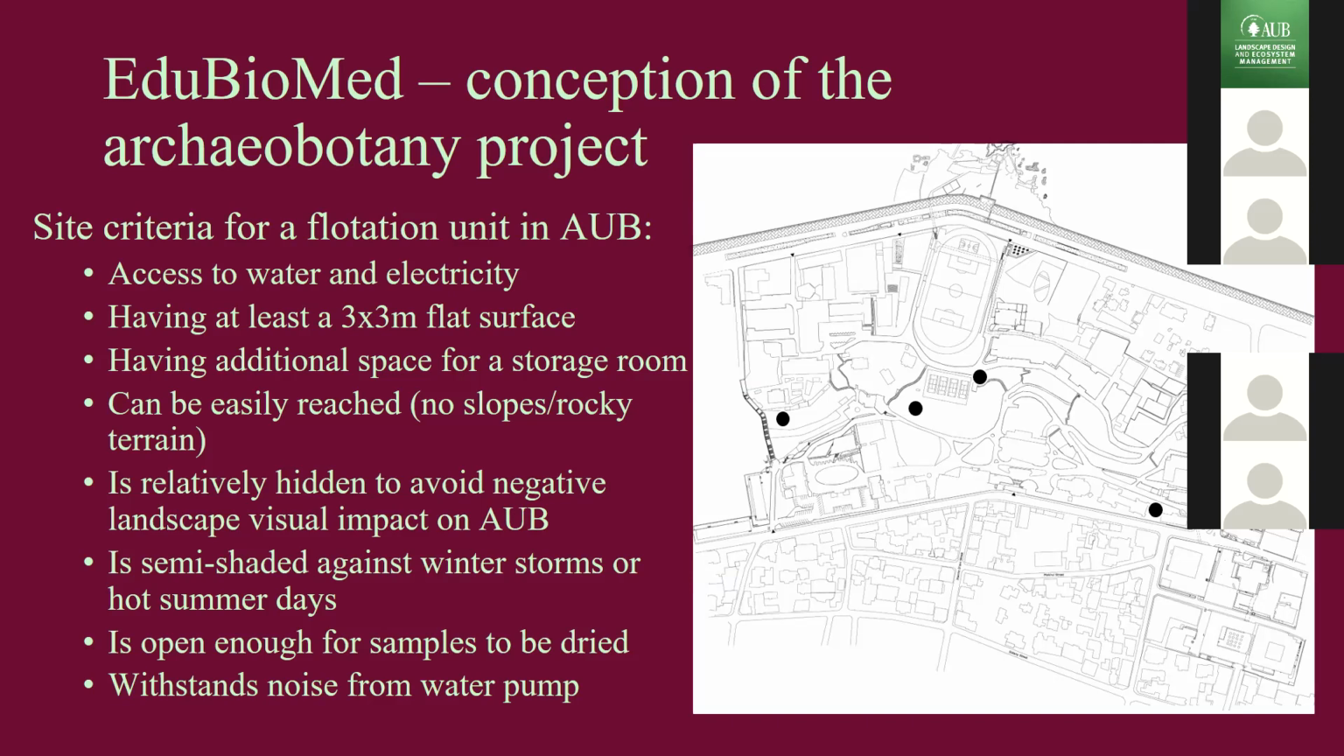So we can see here, this is the AUB campus map, and the black points are the sites we eventually were able to focus on following these criteria. I'll go over them now in a bit of detail.